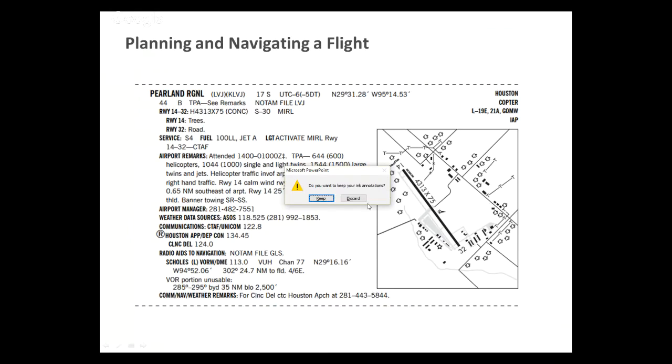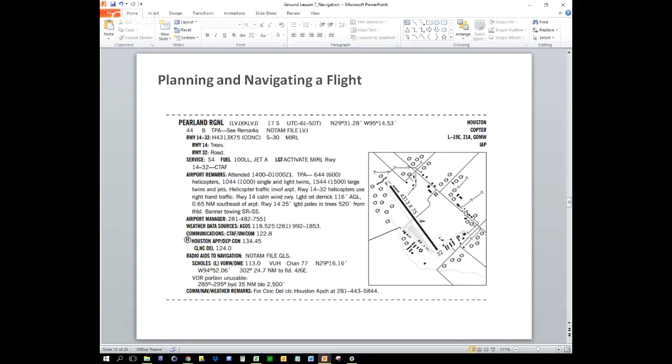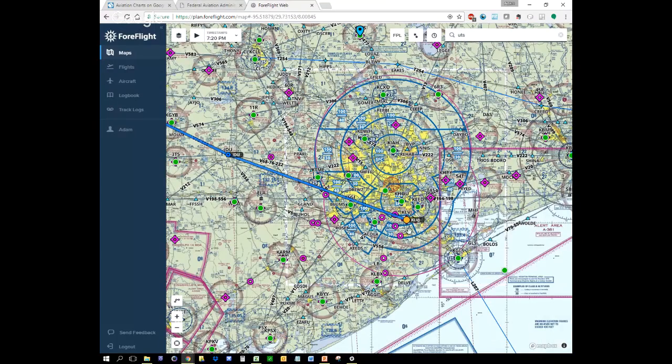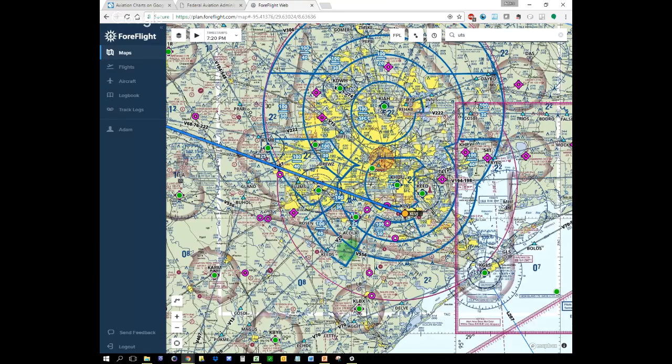All right. I have pre-chosen this flight for us today, since we'd been doing so much research on those flying clubs down in Pearland.